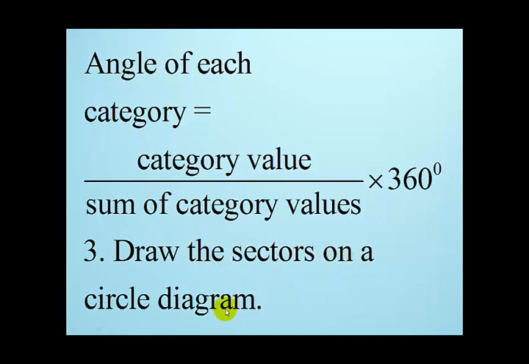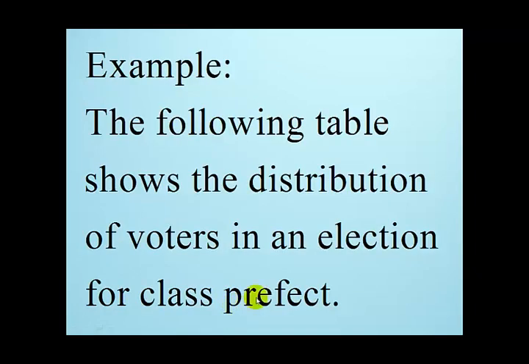So these are the steps that we are going to follow in the construction of a pie chart. Now let's take a look at this example and see how best we can obey the steps given to construct the pie chart. The following table shows the distribution of voters in an election for class prefects.